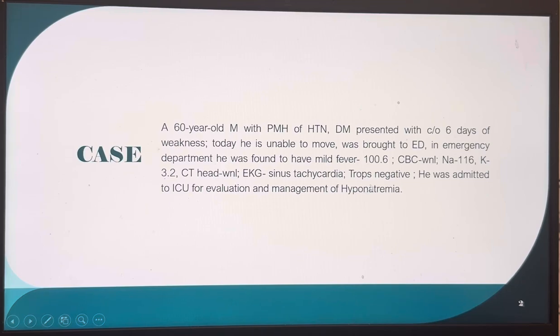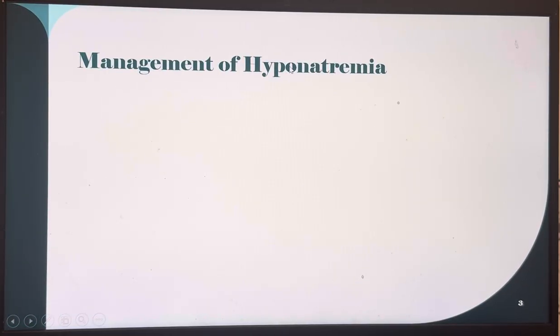He also seems to have some infection, so urinalysis and chest x-ray were done. We are not going through all the other details, we are just focusing on hyponatremia for today. In the management of hyponatremia, the most important part is the treatment. Before diagnosing, we have to first treat. Both of them go hand in hand.